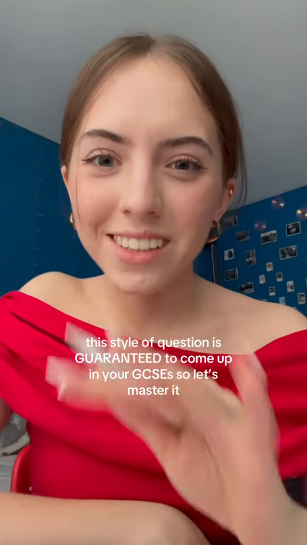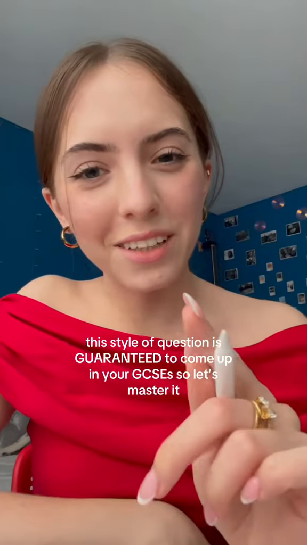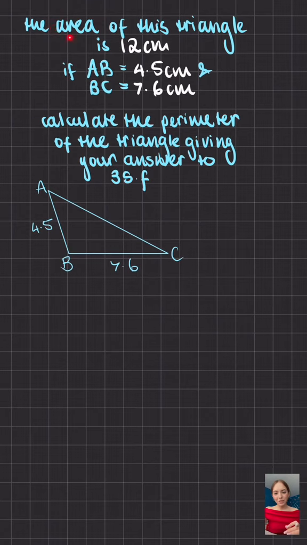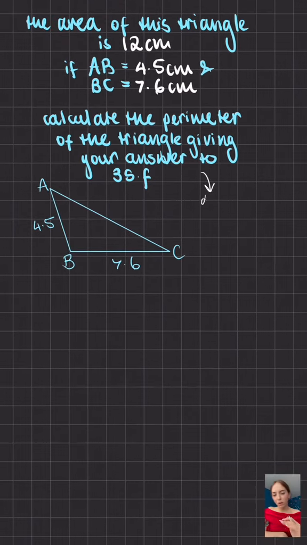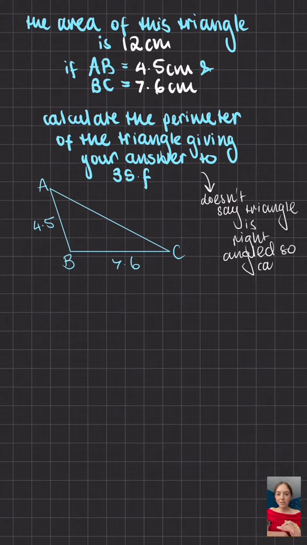This style of question is guaranteed to come up in your GCSEs, so let's master it. Okay, so we are given the area of the triangle and two sides, and we're asked to find the perimeter. At no point in the question are we told that this is a right-angled triangle, so we can't use the formula half times base times height equals the area, because it's not going to work for this triangle.